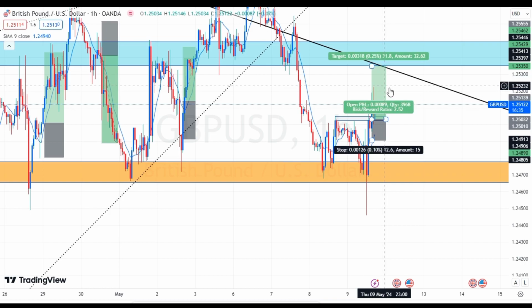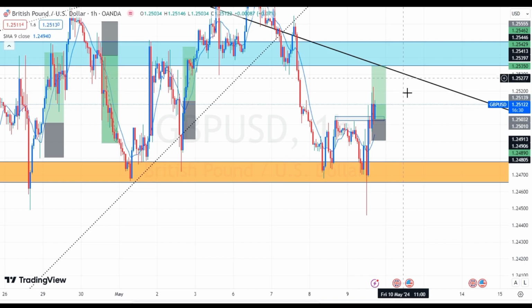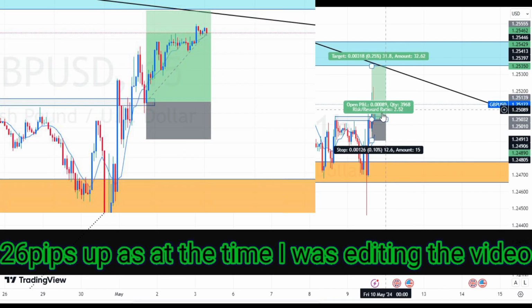This would have been a very good trade, but because it is a retracement, I don't trade retracement. I wait and follow the trend. So guys, let's wait patiently.